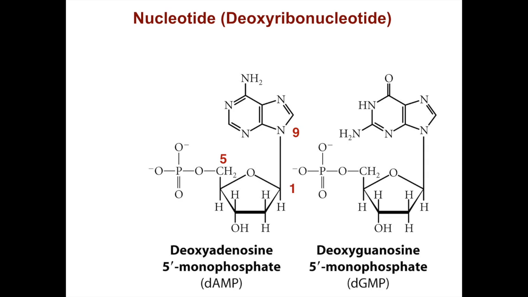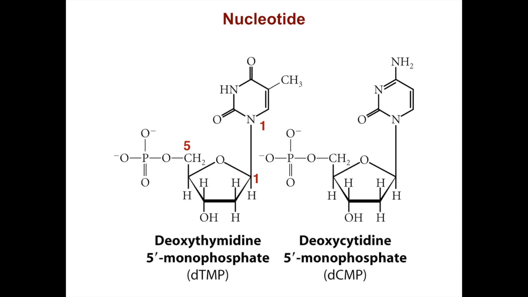A nucleotide, in the case of a deoxyribonucleotide, which is what makes up DNA, has three components: the base, the sugar, and the phosphate group. So we have a deoxyadenosine monophosphate on the left and a deoxyguanosine monophosphate on the right. The other nucleotides that you can make for DNA are, of course, the deoxythymidine and the deoxycytidine.